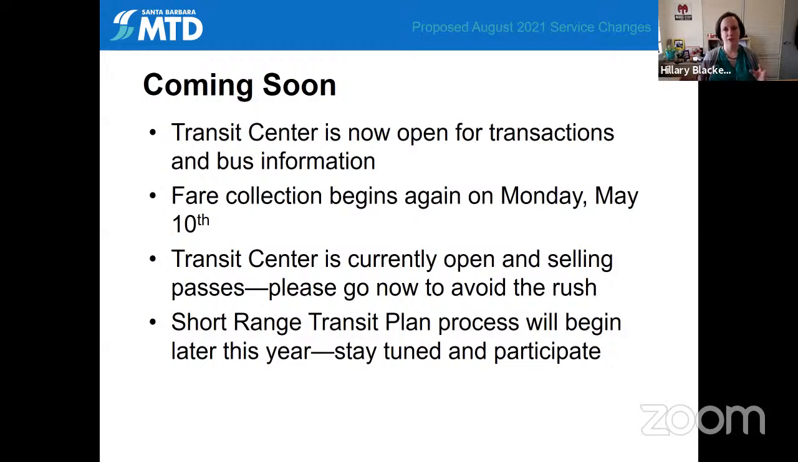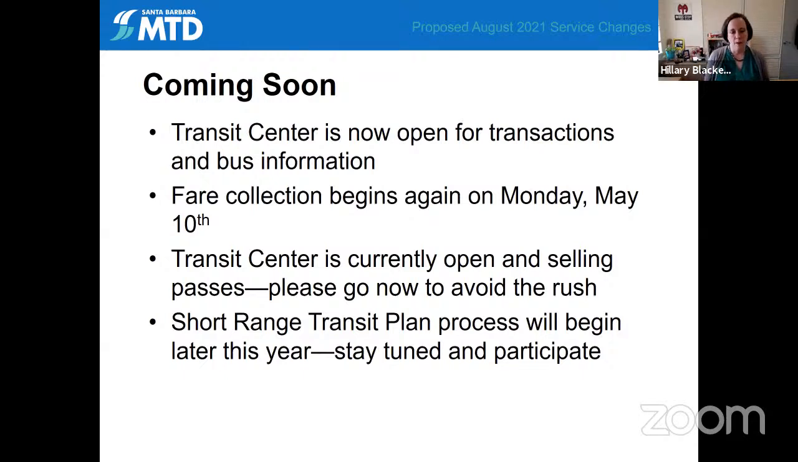So we want people to avoid the rush. Don't wait till the last minute to get your pass. It's pretty busy at the transit center right now. We are limiting the number of people that can be in the building at once to 20. So if you want to go at off times, makes sense to do that.